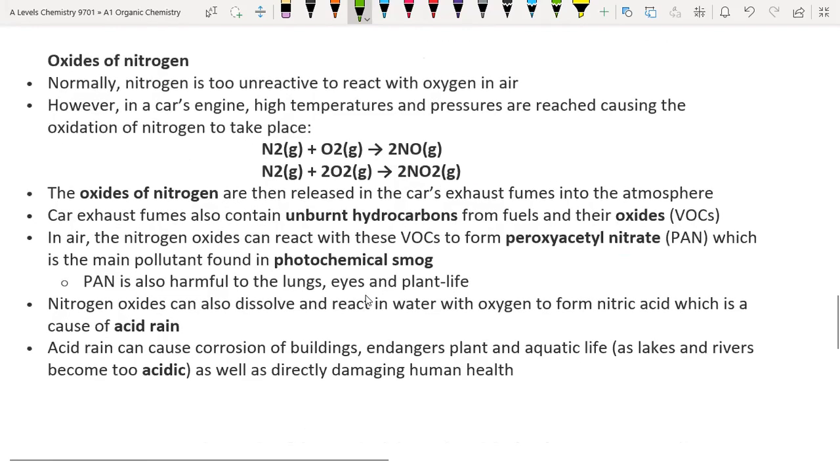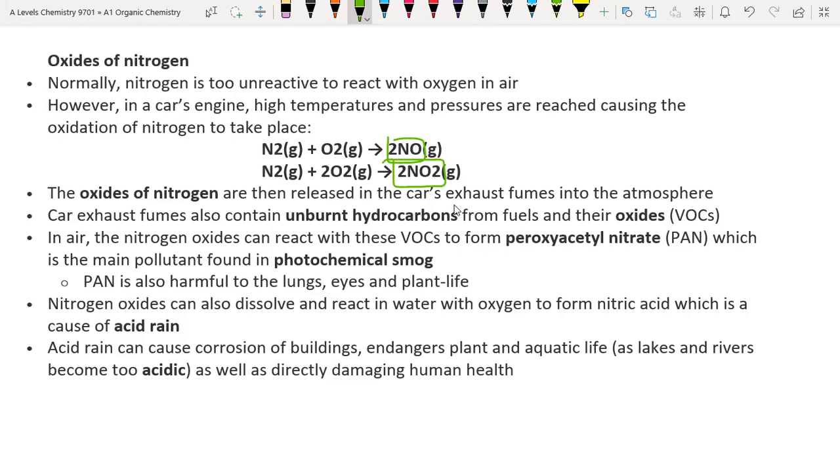Oxides of nitrogen. Normally, nitrogen is too unreactive to react with air or with oxygen. But at high pressure and temperature in car exhaust engines, it will react and form nitrogen monoxide and nitrogen dioxide.